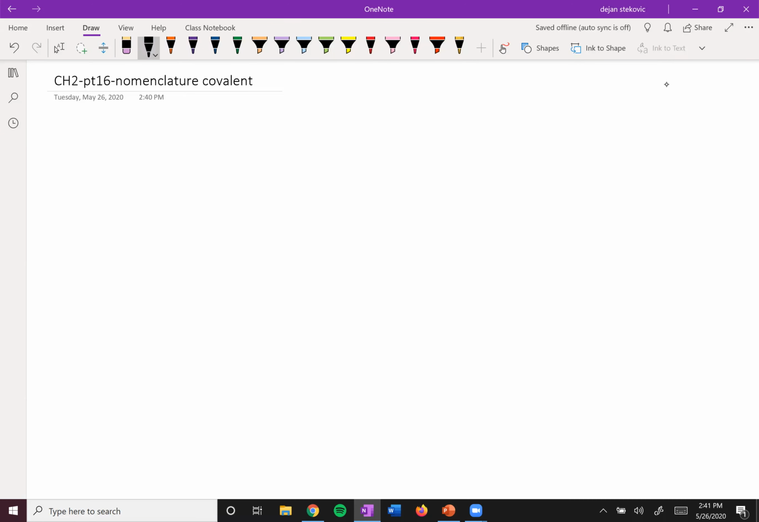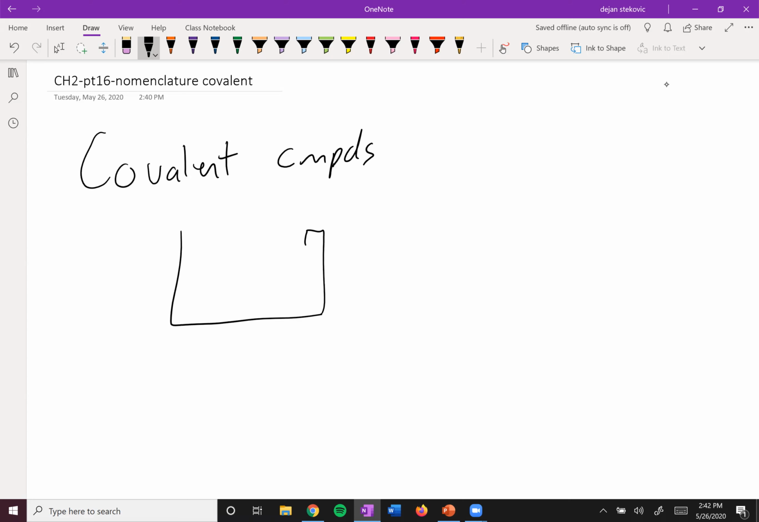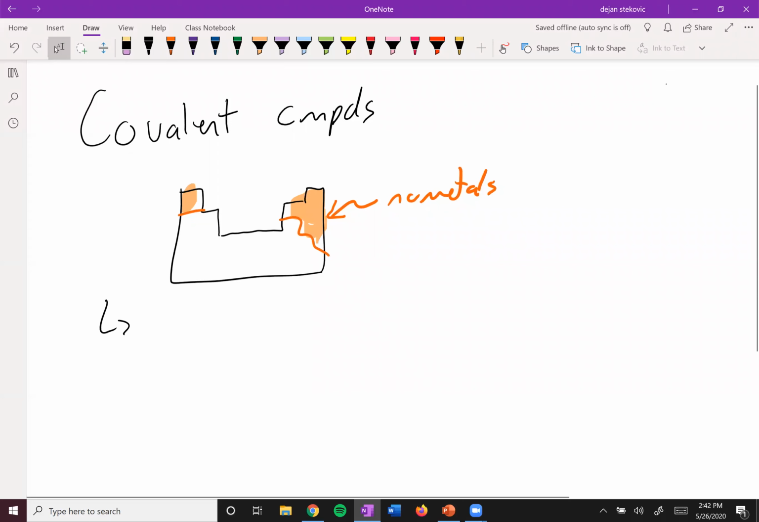All right, so we talked about naming ionic compounds. Next up, we're going to move on to covalent compounds. While ionic compounds were a metal plus a nonmetal, covalent compounds are two or more nonmetals. So we're just talking about nonmetals only. And this has a different type of bonding.